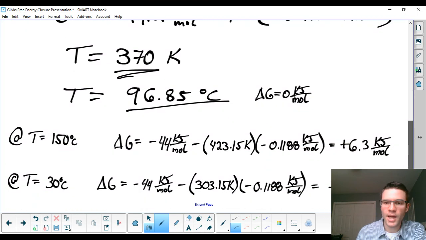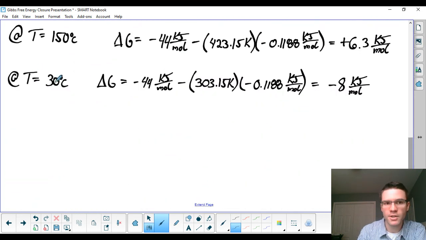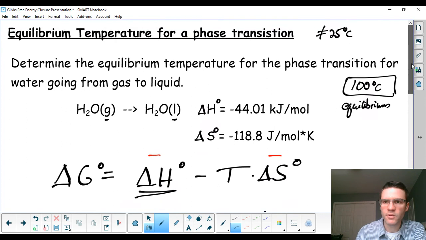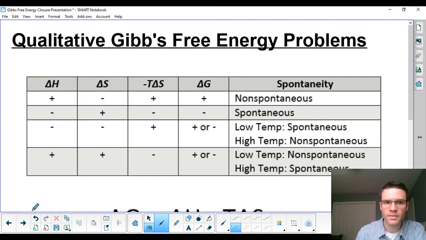And for temperatures below that, if you plug it into your equation, we get a Gibbs free energy that's negative. And that would say that our process is spontaneous. We're going to spontaneously have the gas turn to liquid at temperatures less than 100, so at 30 degrees Celsius, you would for sure see H2O gas turning into a liquid. And that's how your Gibbs free energy can help you with phase transitions. You can predict what temperature that phase transition should occur at.